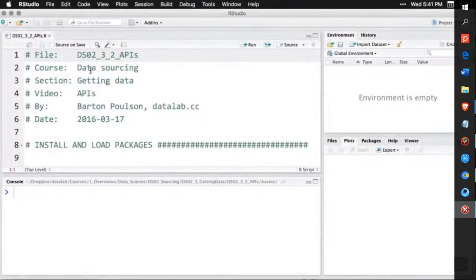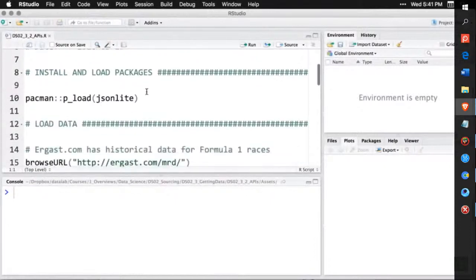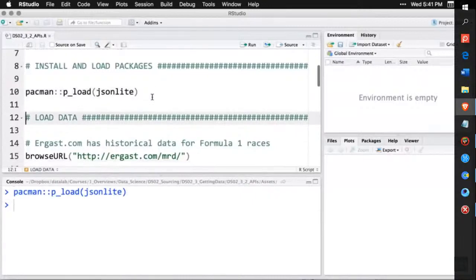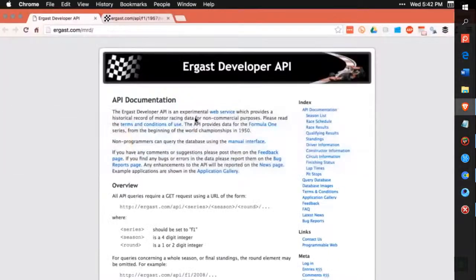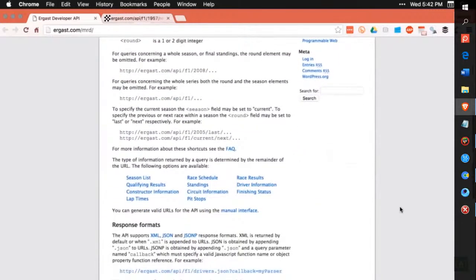I've opened up a script in RStudio that allows me to do some data sourcing here. Now, I'm just going to use a package called jsonlite. I'm going to load that one up. And then I'm going to go to a couple of websites. I'm going to be getting historical data from Formula One car races, and I'm going to be getting it from this site. If we go to this page right here, I can just go straight to my browser right now. And this is what it looks like. It gives you the API documentation. So what you're doing for an API is you're just entering a web address. And in that web address, it includes the information that you want.